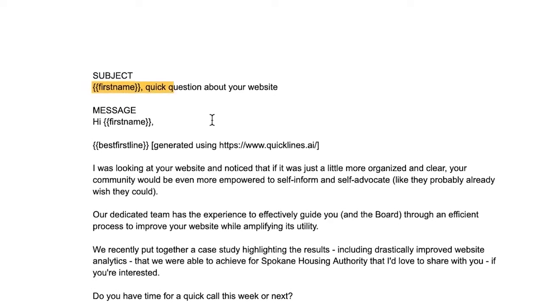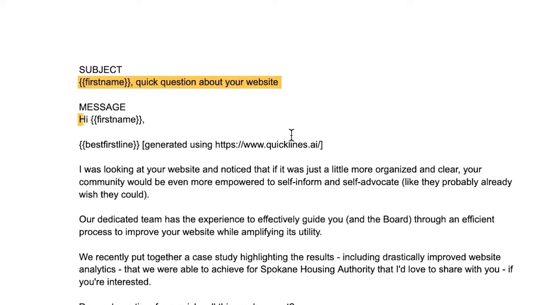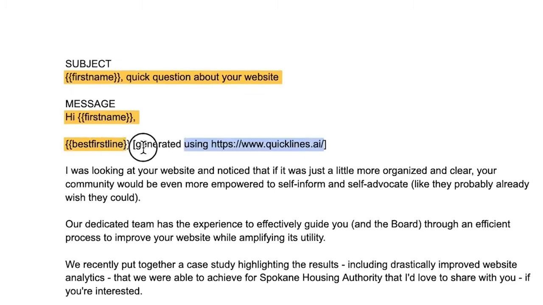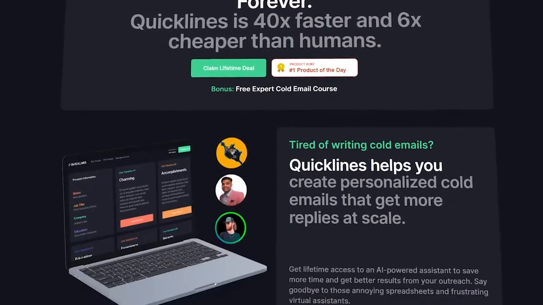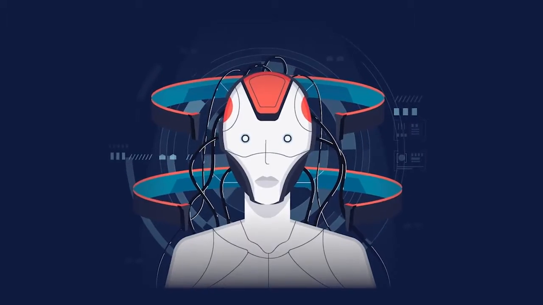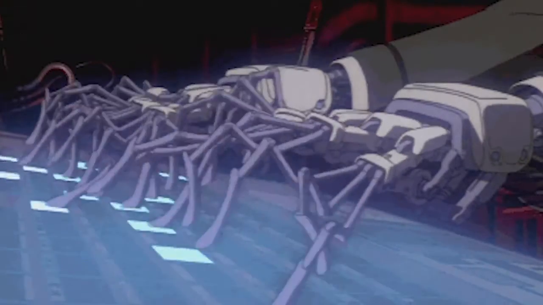Subject line: Alex, quick question about your website. Hi, Alex. Then he has best first line generated from QuickLines. QuickLines, if you don't know, is an AI first line generation tool that uses the power of AI to write a custom compliment to start off your cold email campaigns.